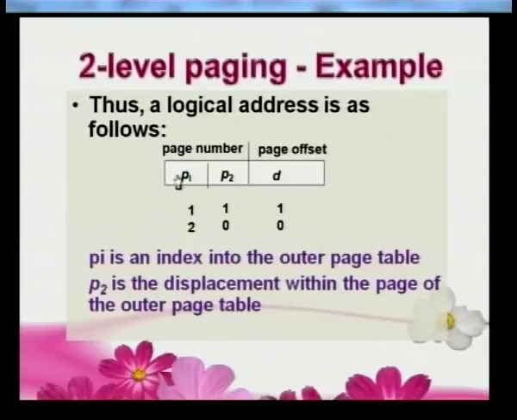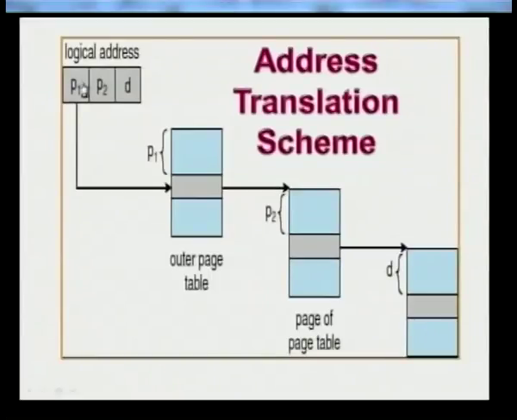Here the page number is divided into P1 and P2. P1 is an index to the outer page table and P2 is the displacement within the page of the outer page table. This is how the address translation in a two-level paging scheme would work. Here is the logical address P1, P2 and D, P1 and P2 corresponding to the page number.